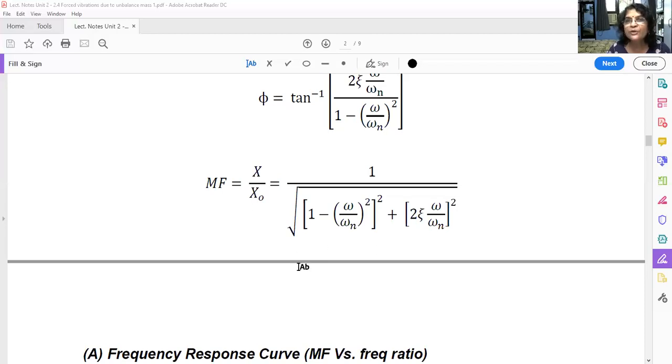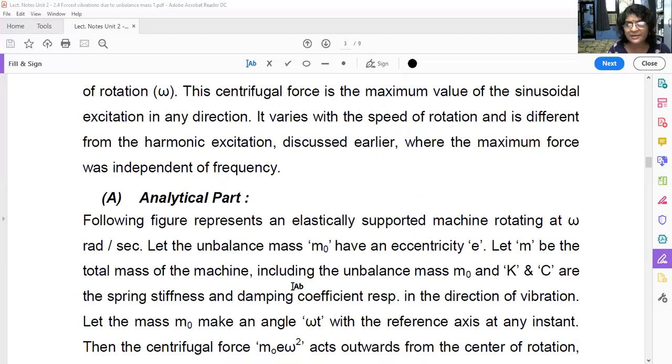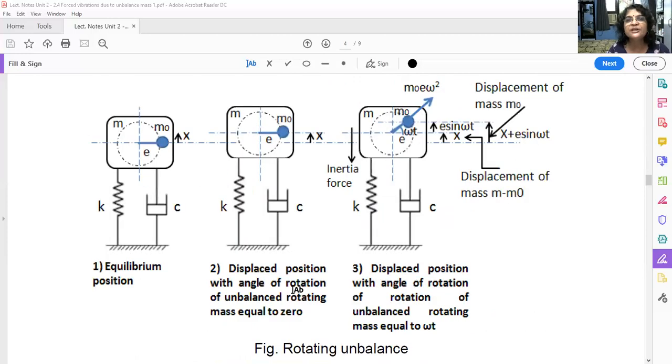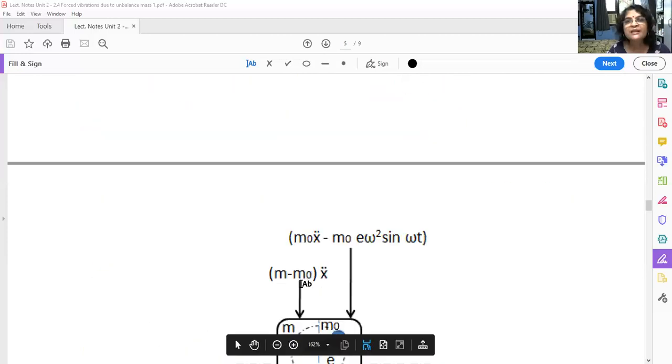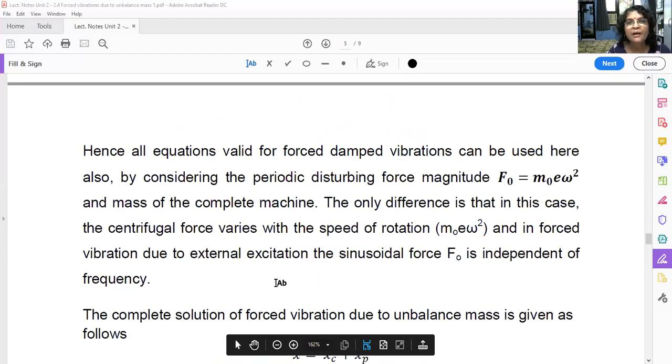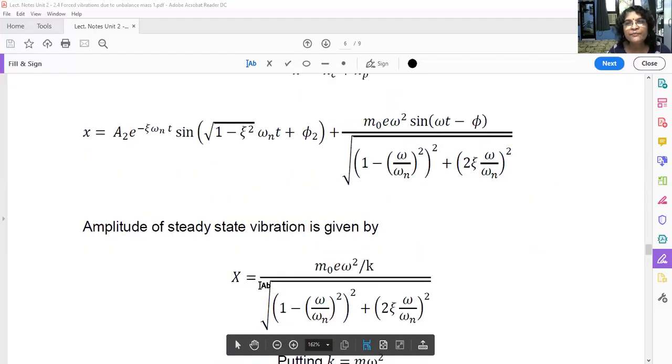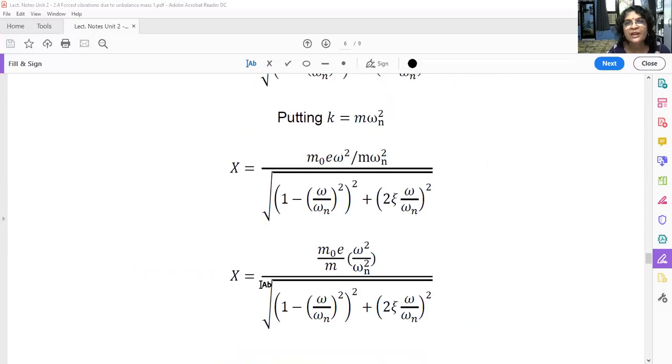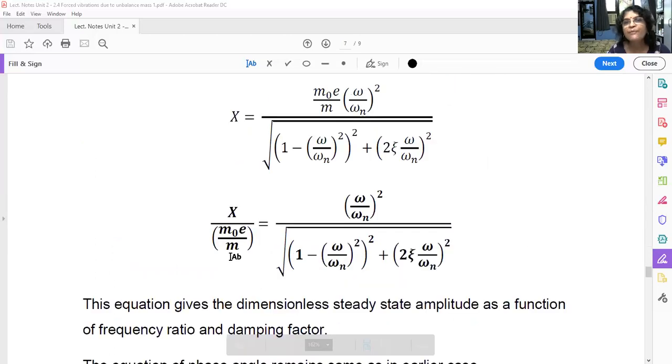Okay. So in this case, that is forced vibration due to unbalanced force, what expression are we getting here for amplitude in dimensionless form? X upon m0 e upon m is equal to (omega upon omega n) square upon the same square root. Here it was 1 for forced vibration due to external excitation. Now it is (omega upon omega n) square. The denominator is the same in both the cases. Okay.